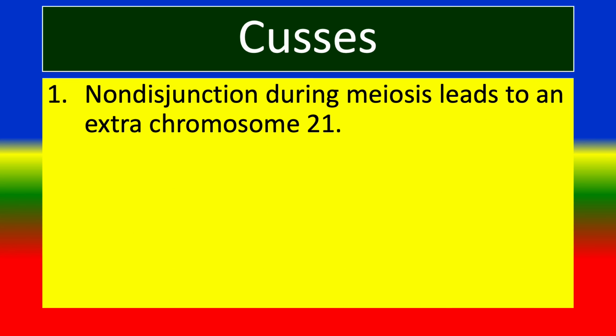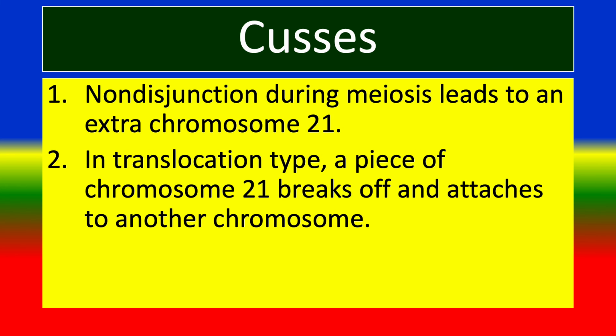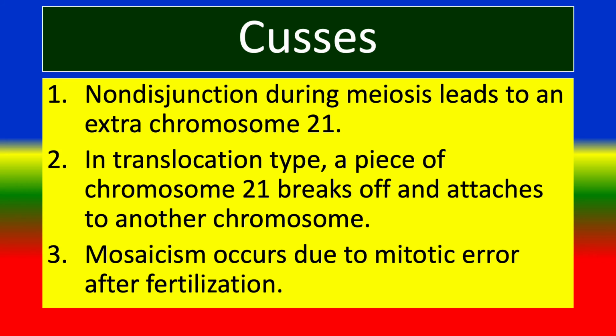Causes. 1. Non-disjunction during meiosis leads to an extra chromosome 21. 2. In the translocation type, a piece of chromosome 21 breaks off and attaches to another chromosome. 3. Mosaicism occurs due to a mitotic error after fertilization.